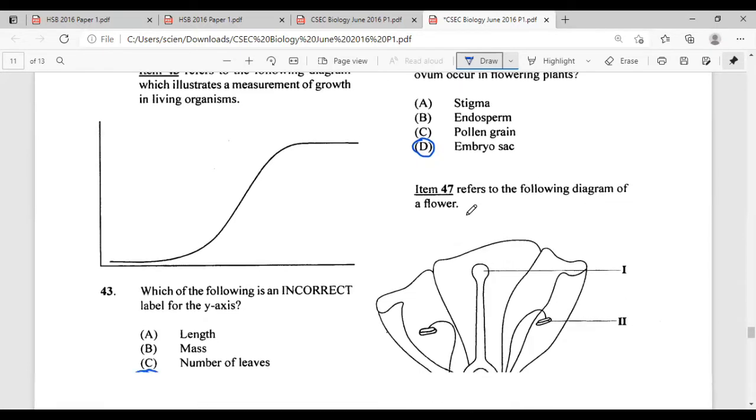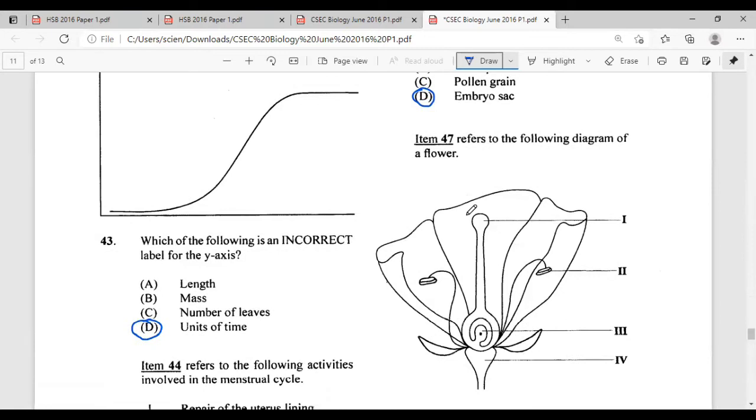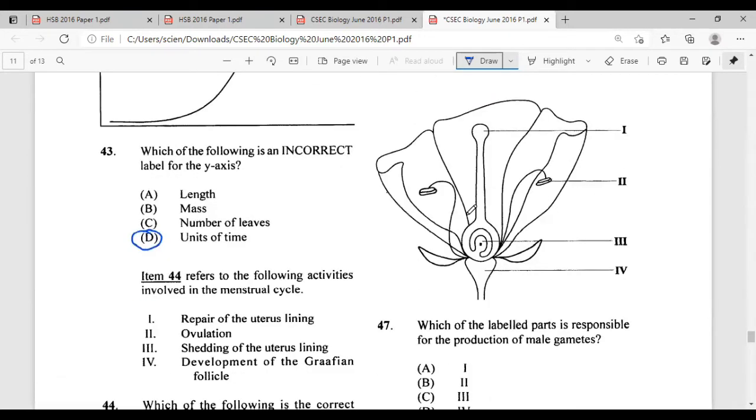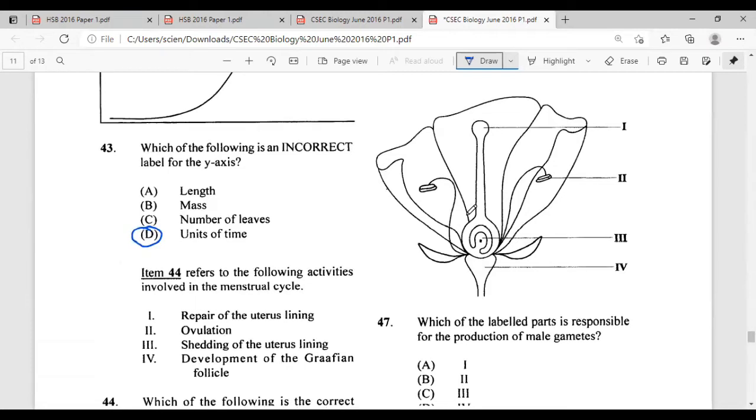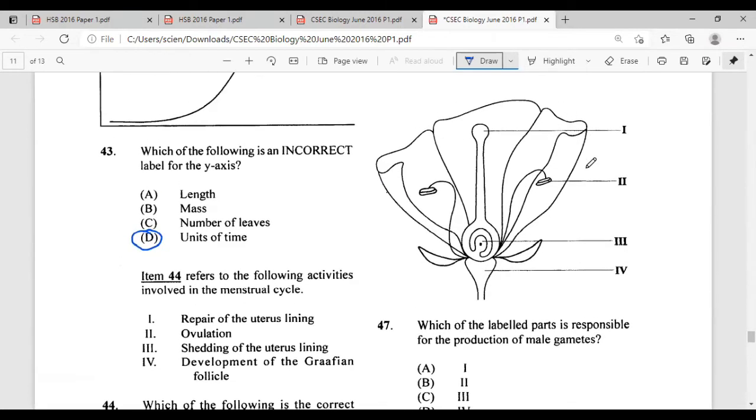47. Item 47 refers to the following diagram. Which of the labeled parts is responsible for the production of the male gamete? So looking at the diagram, we can already see the answer. It's definitely 2. All right. Filament anther, which is at the end. So they contain the pollen grain. So it's 2.